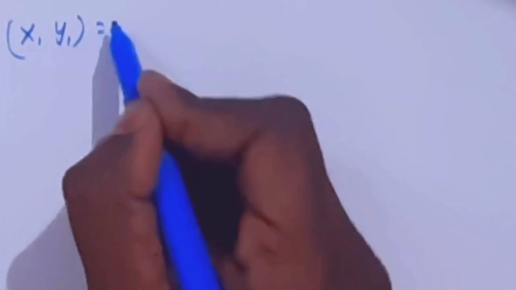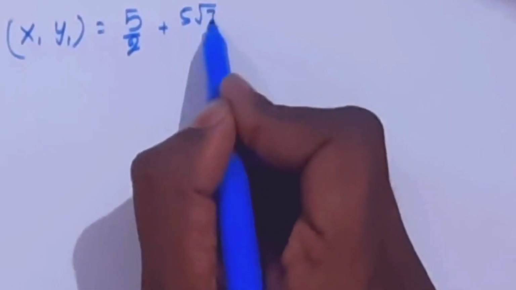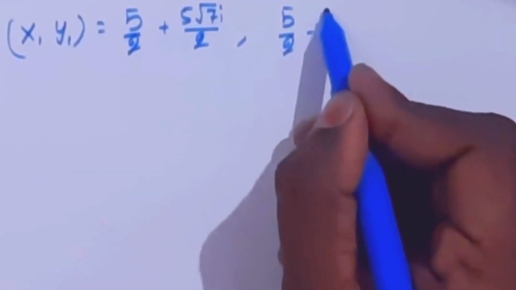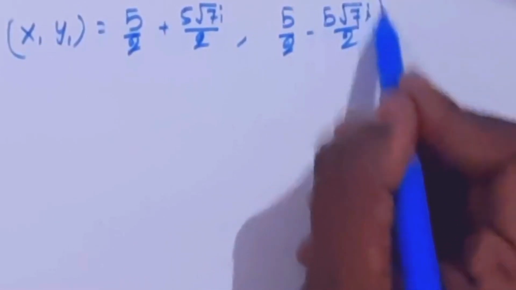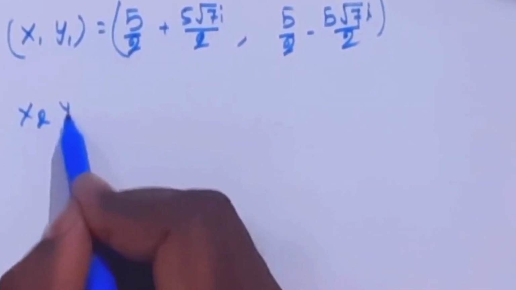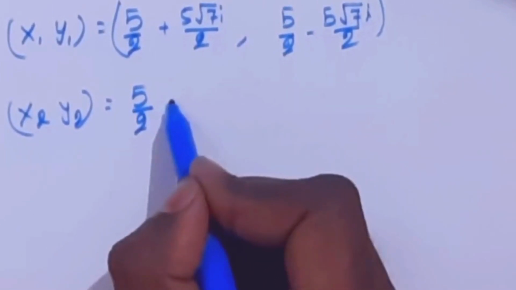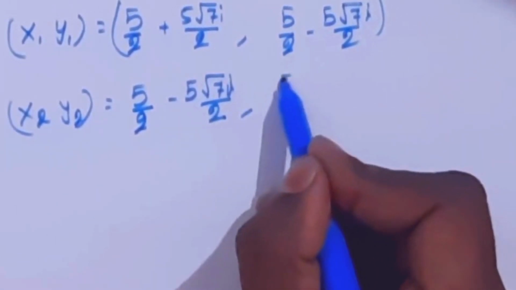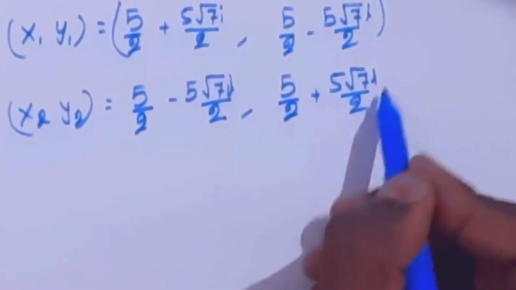Now x1, y1 equal to 5 by 2 plus 5 square root of 7i by 2, comma 5 by 2 minus 5 square root of 7i by 2. x2, y2 equal to 5 by 2 minus 5 square root of 7i by 2, comma 5 by 2 plus 5 square root of 7i by 2. This is the answer.